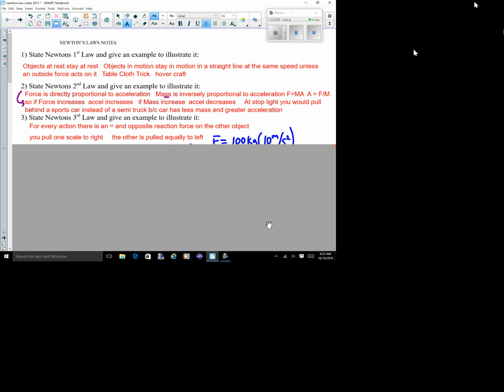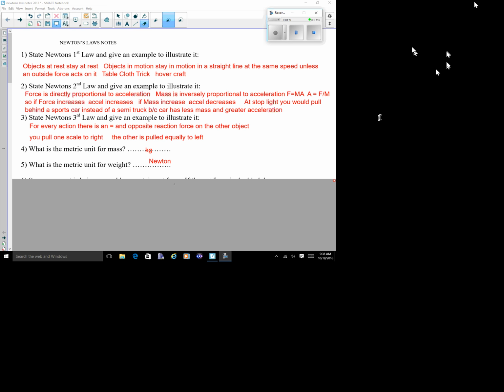But just like last chapter, whenever we had the metric unit for mass, we used a kilogram. But now there's going to be a different metric unit for force or weight, and that is a Newton. So we could also say that instead of saying weight there, you could also put the word force right above the word weight. And I have a very, very lousy stylus, so pardon my poor handwriting.